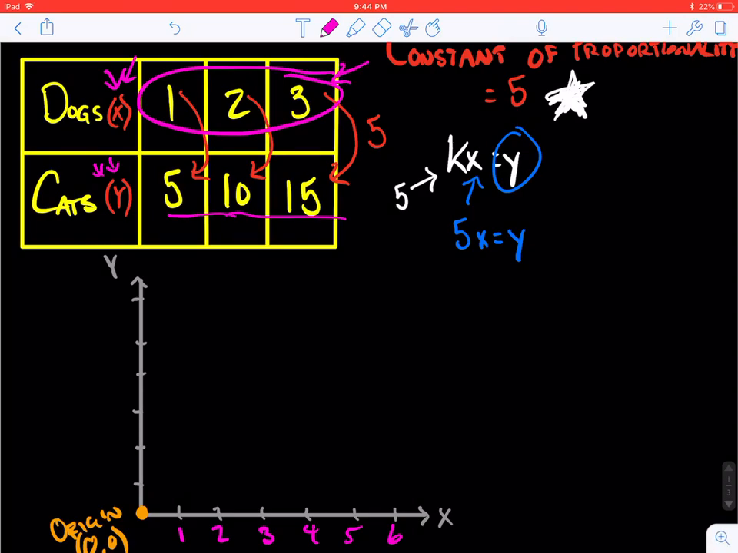Because the dog amounts count by 1. I need to count by consistent intervals, which means you got to count by the same number each time, starting at 0. So the next one I can count by 5. So 5, 10, 15, 20, 25, and 30. From here I can graph.